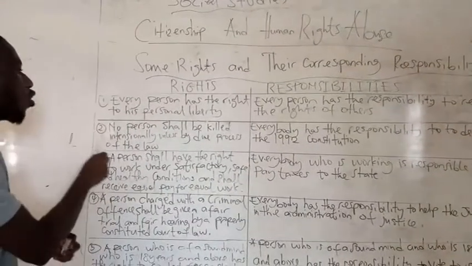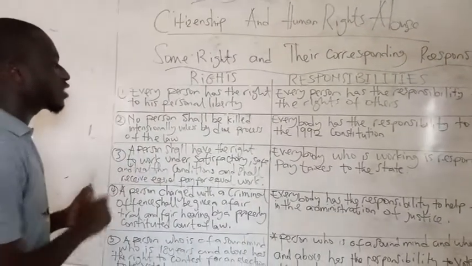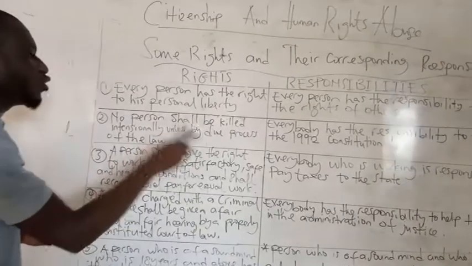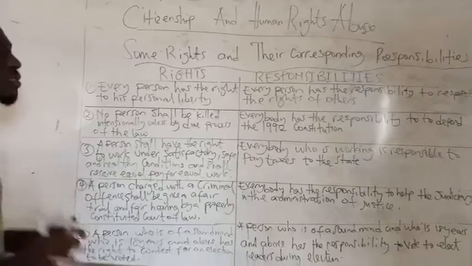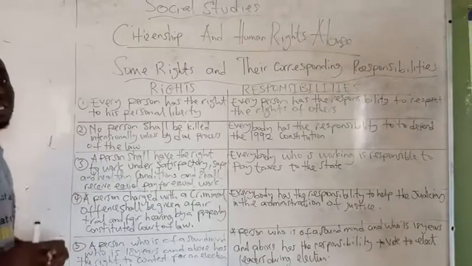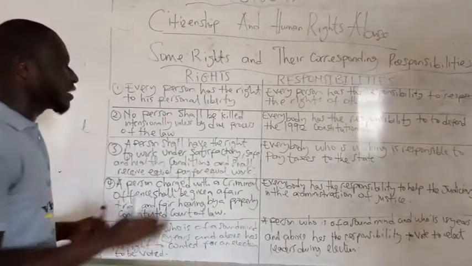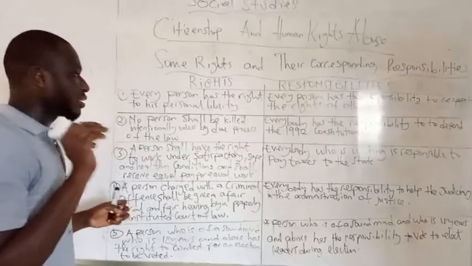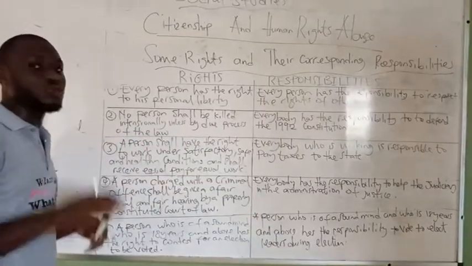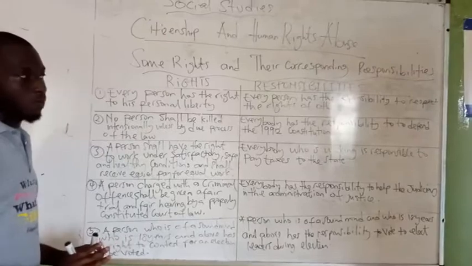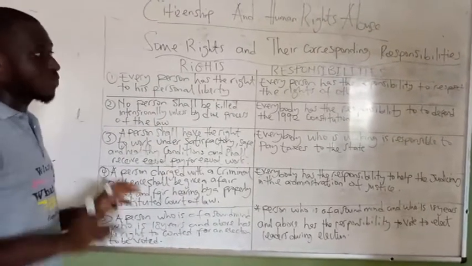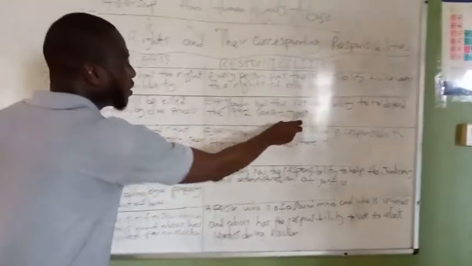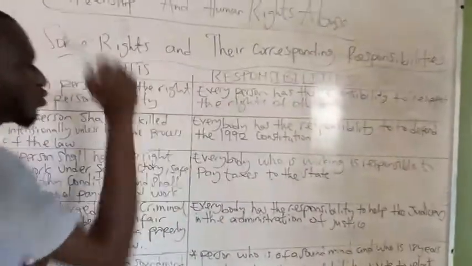Second one, no person shall be killed intentionally unless by due process of the law. You can never be killed intentionally unless you've done something wrong and it has been judged or declared that you should be killed by the law. So if you are enjoying this kind of right that you cannot be killed, you can walk around freely, it means that you also have the responsibility to defend the 1992 Constitution.